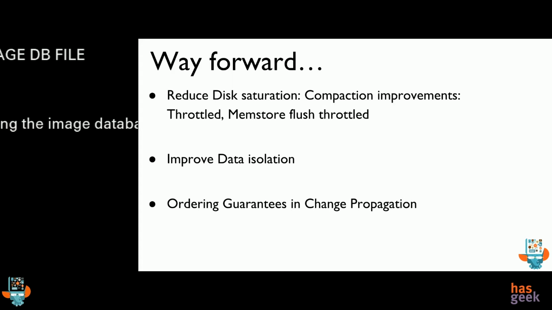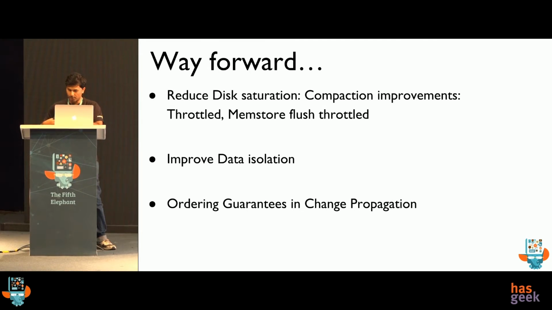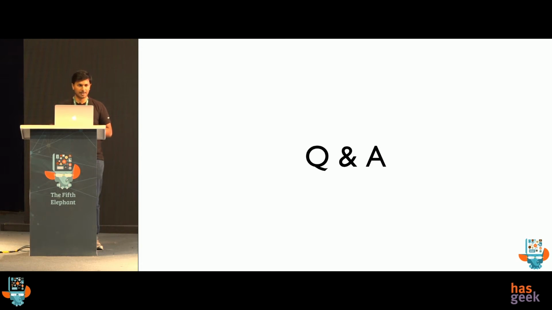So that's another thing we have already solved for now, by ensuring we have a buffer maintained at the consumption side to ensure ordering. But we're also working on a patch, which is existing in master, to improve ordering guarantees in change propagation. So yeah, with that I'm done, and you can open up for Q&A.